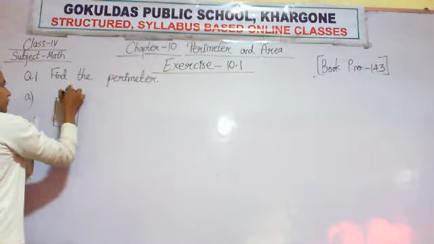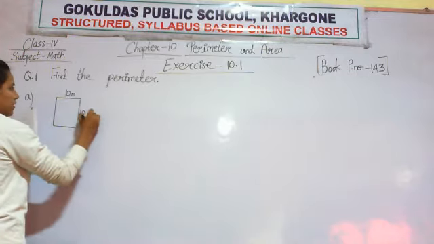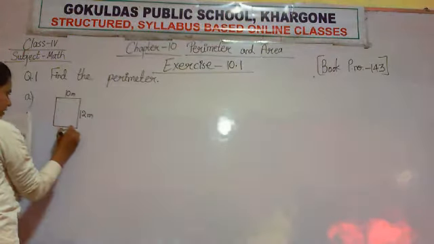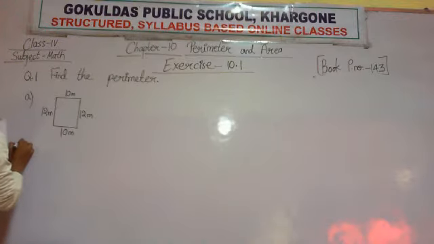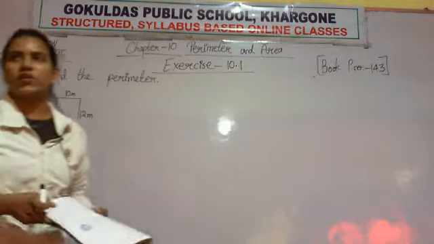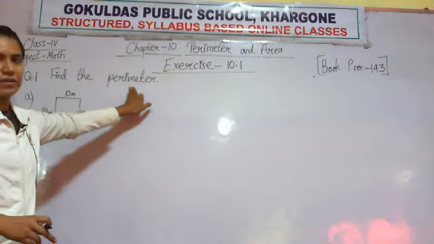This side is of 10 meter. This side is given as 12 meter. This side given is 10 meter and this side is given as 12 meter. What is your task in this question? Your task is to find the perimeter.